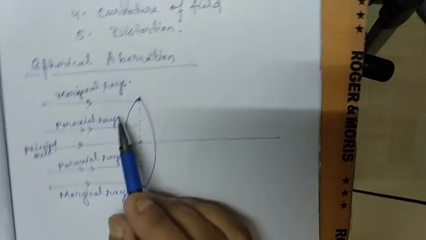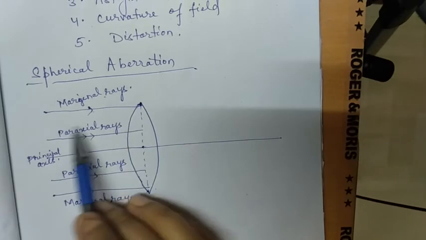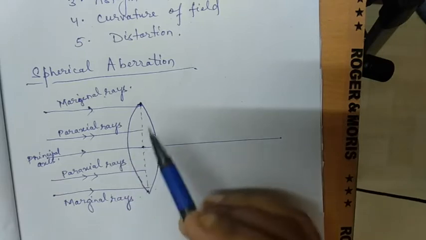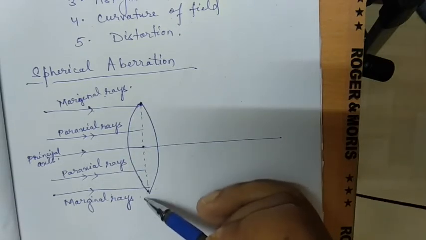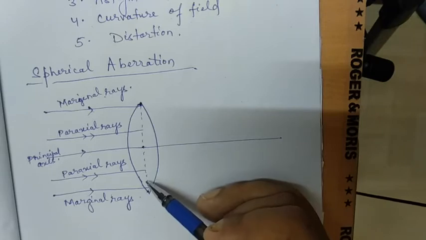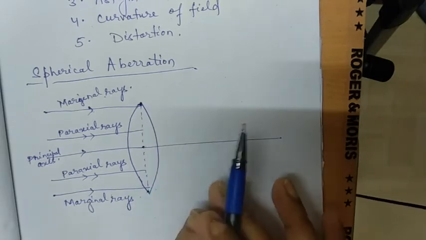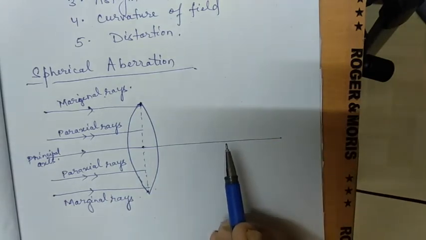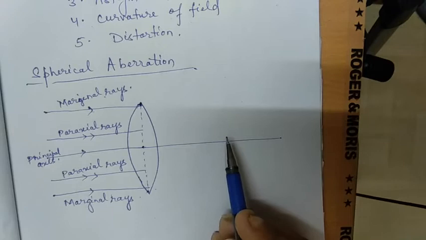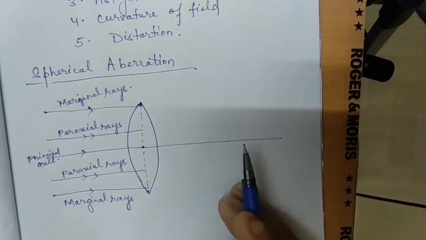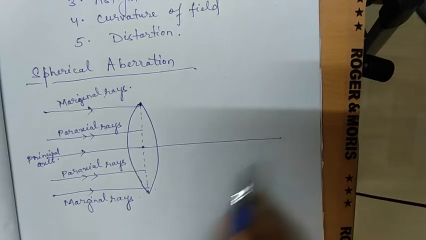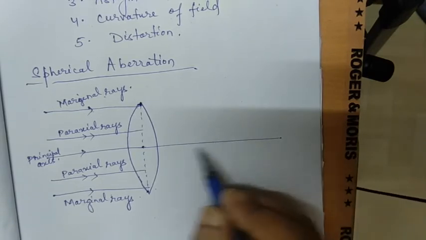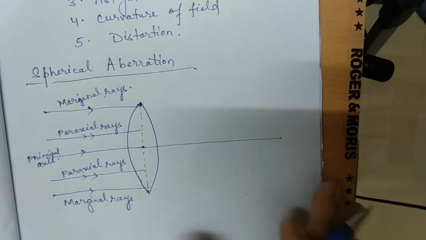Now when these rays pass parallel to the principal axis, and after refraction through this lens, they do not come to a focus at a single point. Rather, the focus is different. There are 2 different focal points in this.